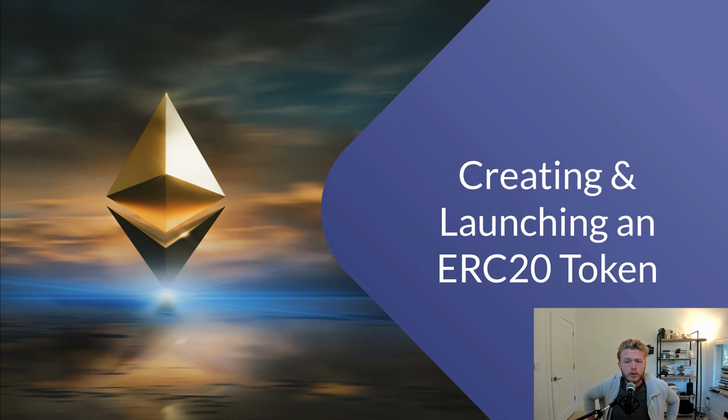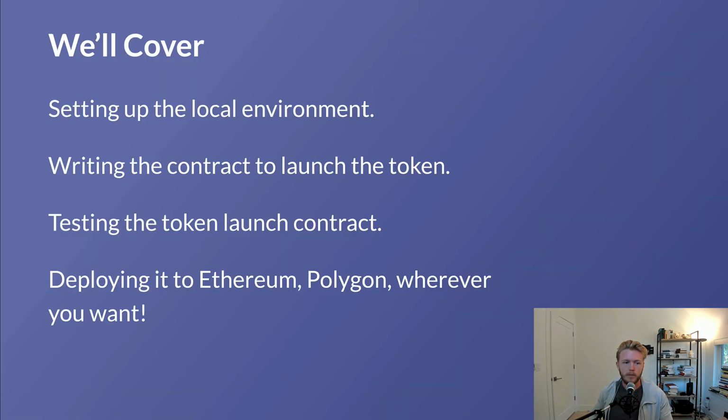In the next few videos, we're going to go over creating and launching an ERC20 token. So basically launching your own cryptocurrency on Ethereum or any EVM compatible blockchain. We're going to go over setting up your local environment to create the contract, writing the actual contract to launch the token, testing out the token launch contract, and then deploying it to Ethereum, Polygon, or wherever you want.